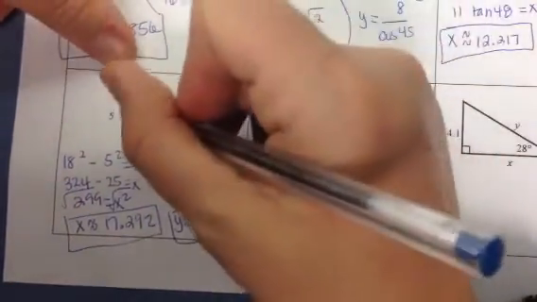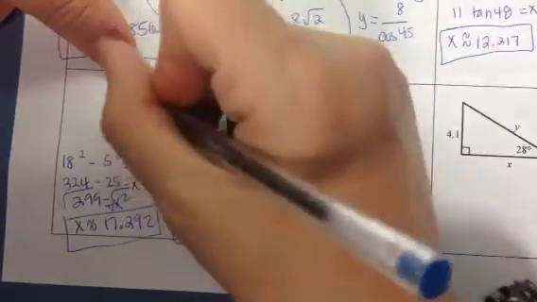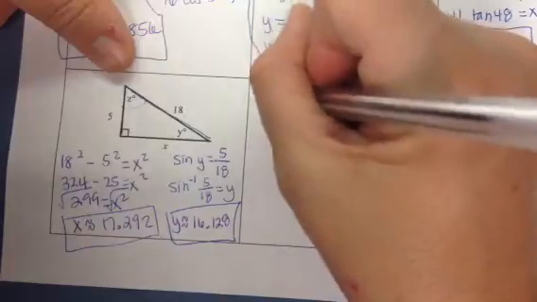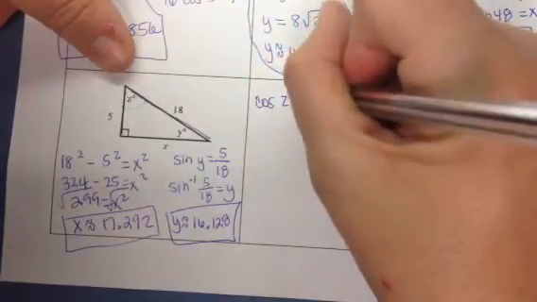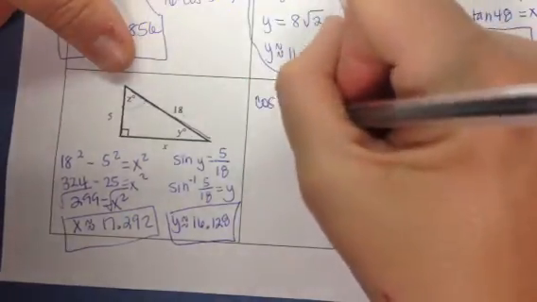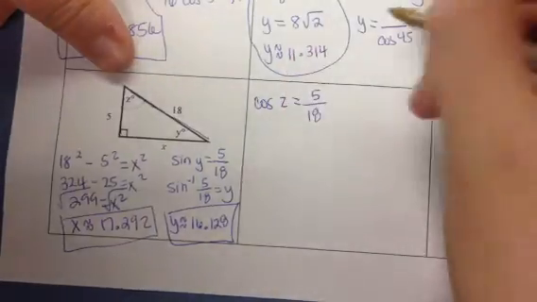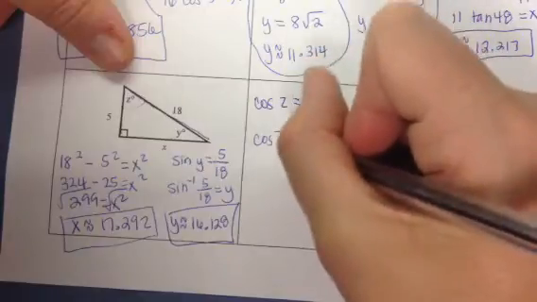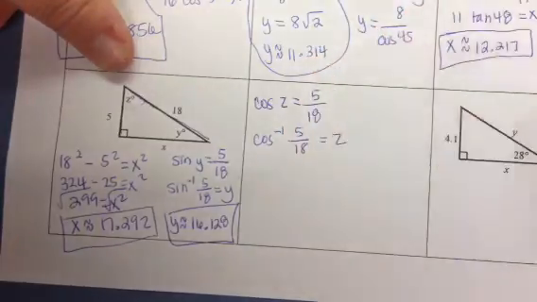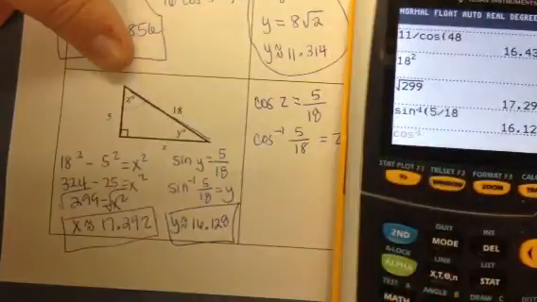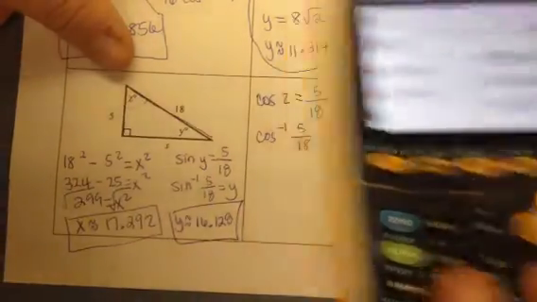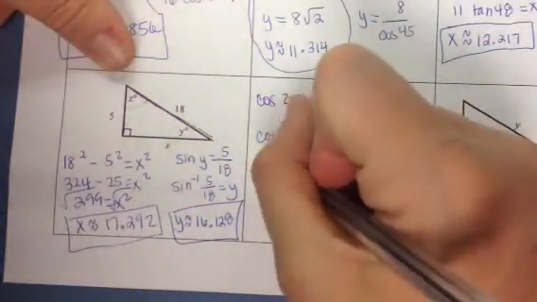And we could say that if I'm looking at angle z, I've got an adjacent and a hypotenuse I know. So I could say the cosine of z equals my adjacent over my hypotenuse. So I'm going to do the inverse of both sides, and I end up with the inverse cosine of 5 over 18 equals z. So second cosine, 5 divided by 18, I get 73.872.